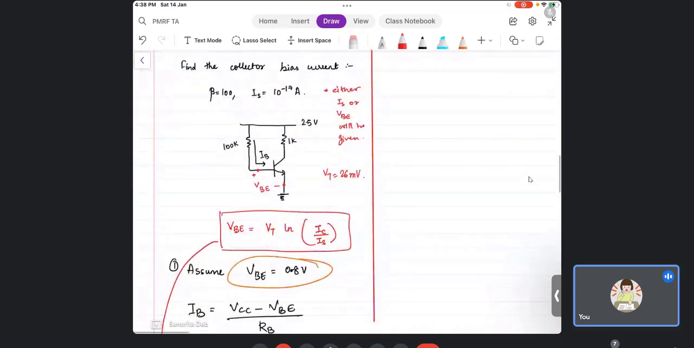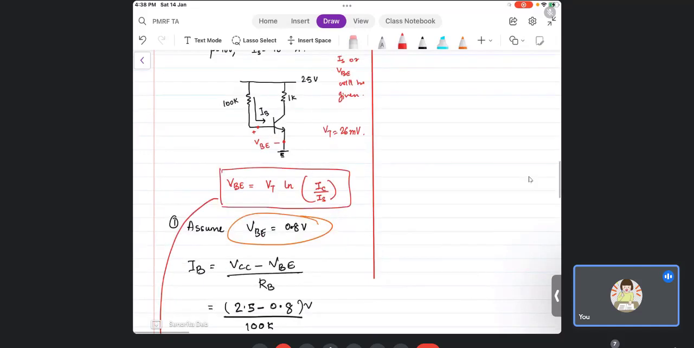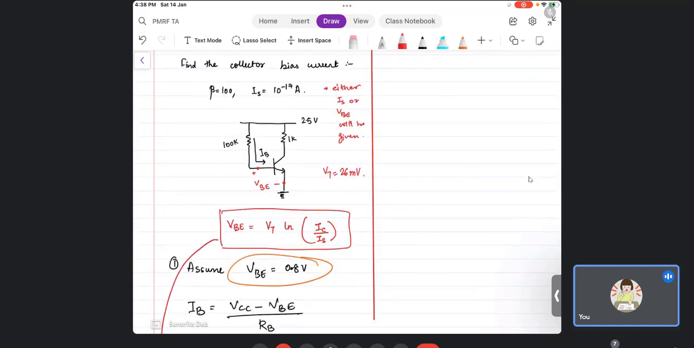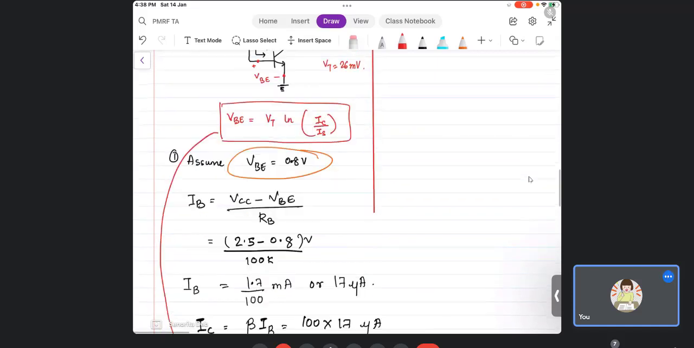It is not yet finished. Okay, the example is not yet finished. I want you to just summarize whatever I have done. Okay, so beta value was given, IS was given. I told you that if IS is given, you will have to use this formula, but IC is also not given. Okay, now what we do, we assume VB to be 0.8 volts and we know the equations.